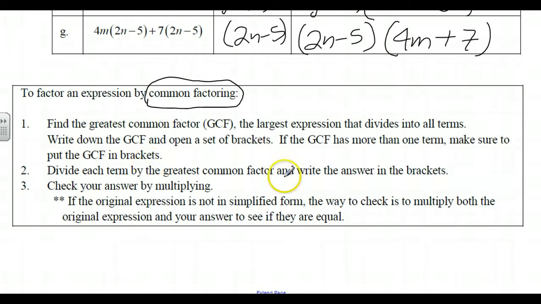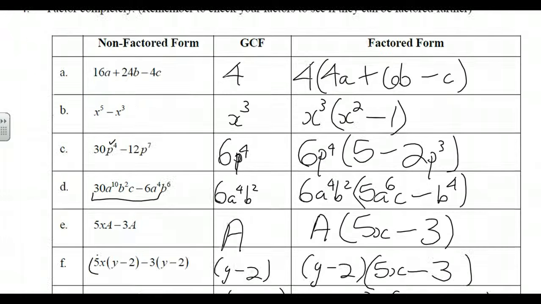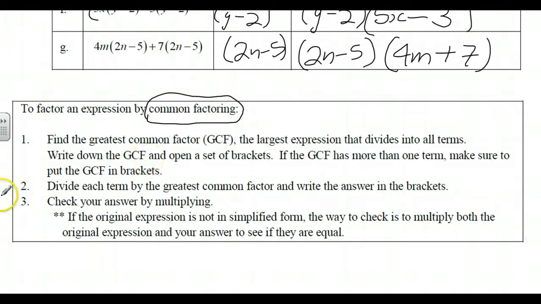You divide each term by the greatest common factor and write the answer in brackets, keeping in mind that however many terms were in the original, that's how many terms you're going to have in your brackets. You check your answer by multiplying. If the original expression is not in a simplified form, like this one, the way to check is to multiply both the original expression and your answer to see if they are equal. So you would multiply this out and this and see if they were equal. We will save that for a little bit later because we have to learn how to multiply binomials first.